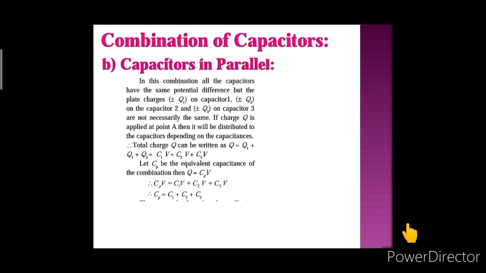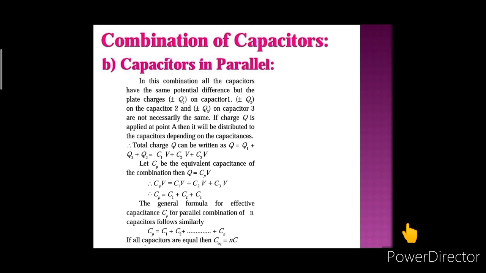And hence we can give the general formula for the effective capacitance Cp when n capacitors are connected in parallel, which is Cp is equal to C1 plus C2 plus till Cn. And finally, if all the capacitors are equal, having the same value of capacitance C, then the equivalent capacitance C equivalent is equal to n into C. So this is all about the combination of capacitors in series as well as in parallel.